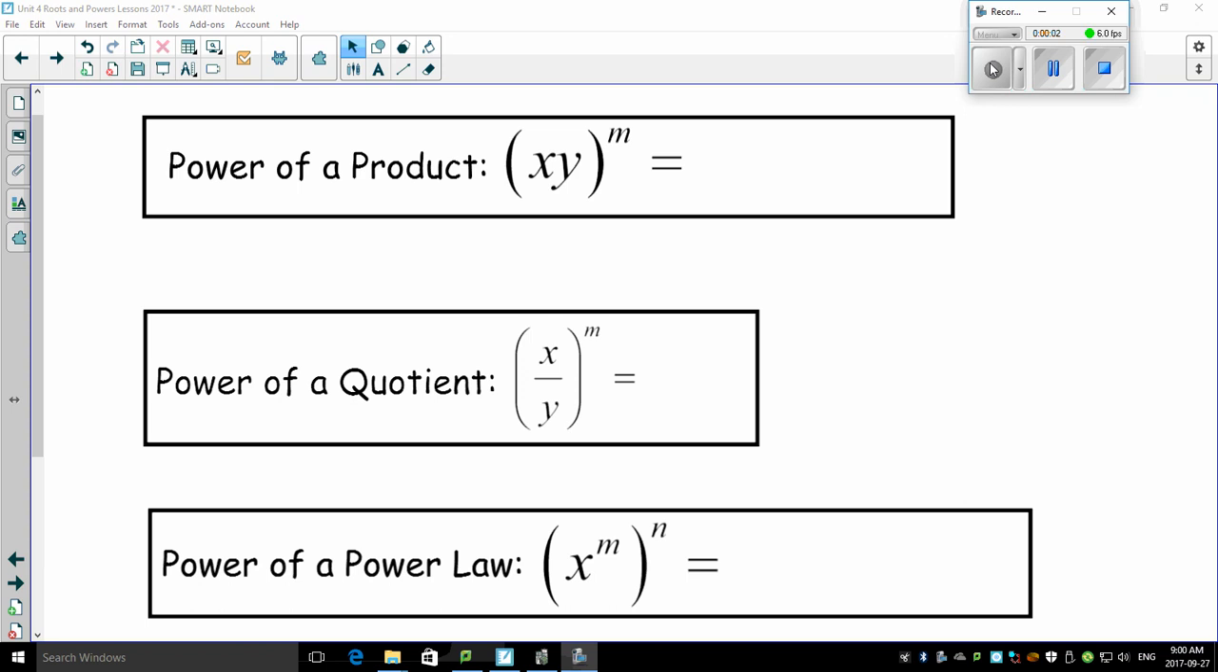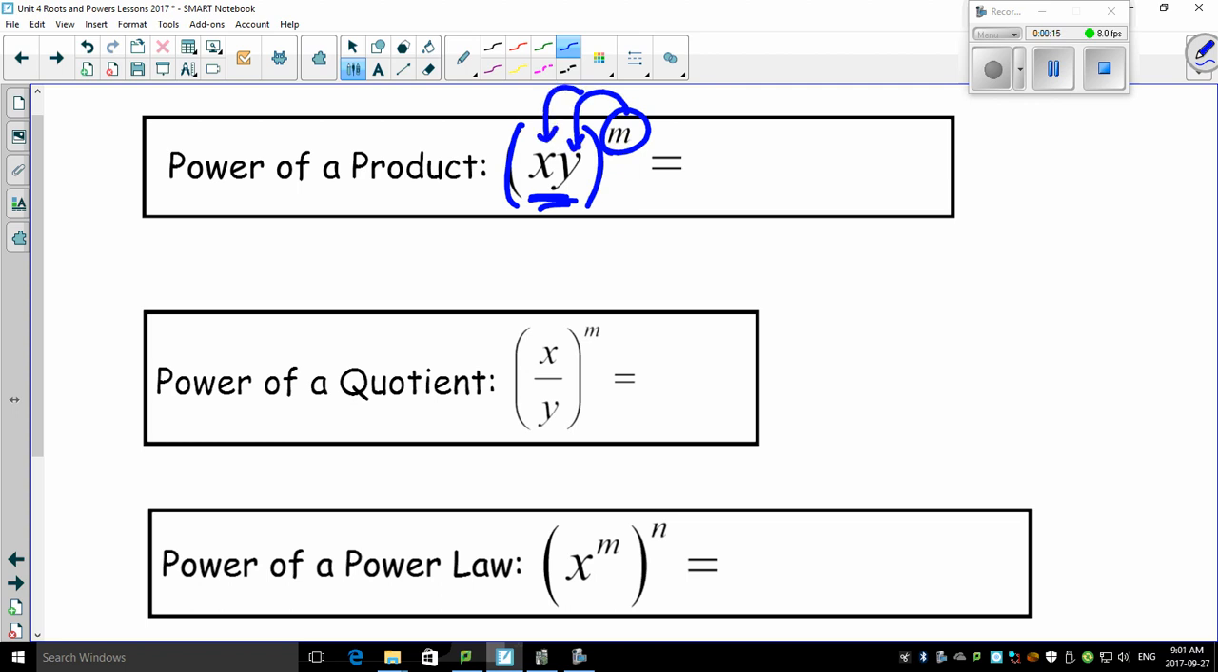Continuing on our journey of exponents, here we go. We got the power of a product right here. What does this mean? It's kind of like the distributive law. You notice that this is brackets here, and you know to distribute this to this one and this one. So this actually means x to the m, y to the m. That's kind of cool. Easy peasy too.